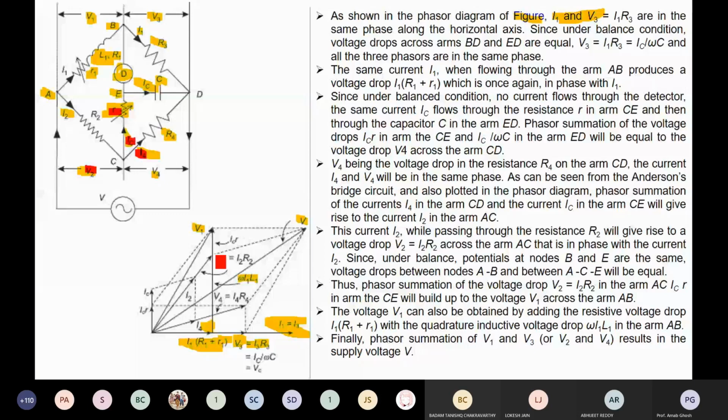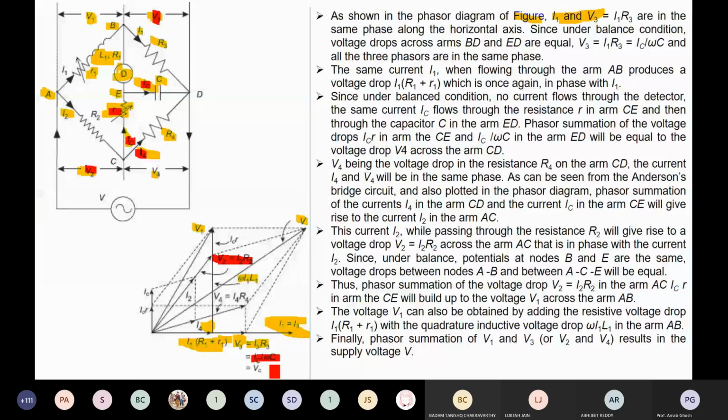Okay, so if you know the value of V3, V3 equal to IC whole divided by omega C. So what is your value of V3? V3 equal to IC whole divided by omega C, that is your VC. So what is the direction of IC? Definitely the direction of IC will be leading by 90 degrees of your V3.